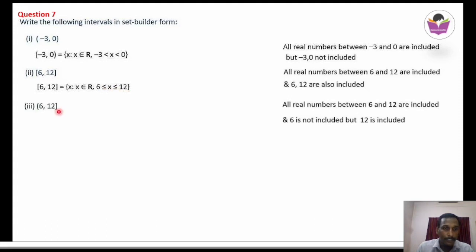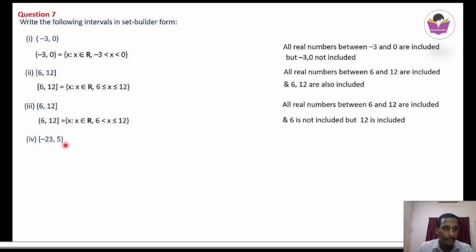The next is (6, 12], starting with an open bracket, and here is a closed bracket. Here all real numbers between 6 and 12 are included. 6 is not included, 12 is included, because behind 6 there is an open bracket, that's why 6 is not included. Here after 12 there is a square bracket, so 12 is included. So this can be written as x such that x is an element of R, 6 < x, because it is an open bracket, and x ≤ 12, because it is a square bracket after 12.